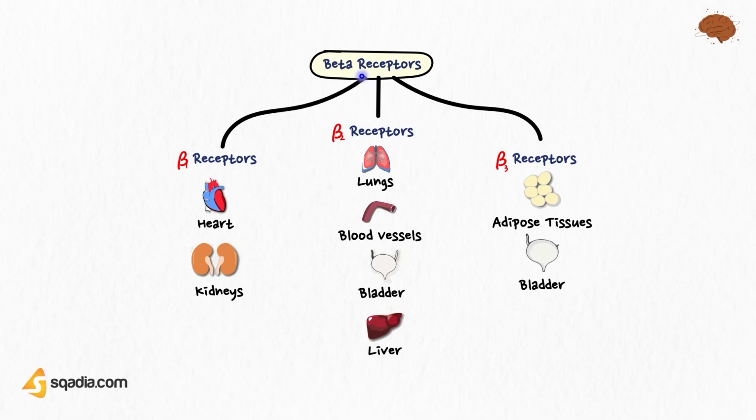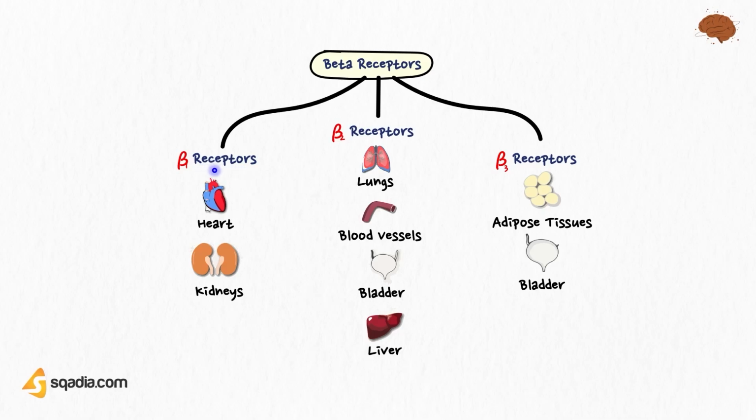Beta receptors are a type of adrenergic receptors found in the body that bind to and respond to the hormones adrenaline and noradrenaline. Now there are 3 subtypes, as I have already discussed: beta 1 receptors, beta 2 receptors, and beta 3 receptors. Each of these subtypes is located in different tissues and organs, and when activated they show different effects.